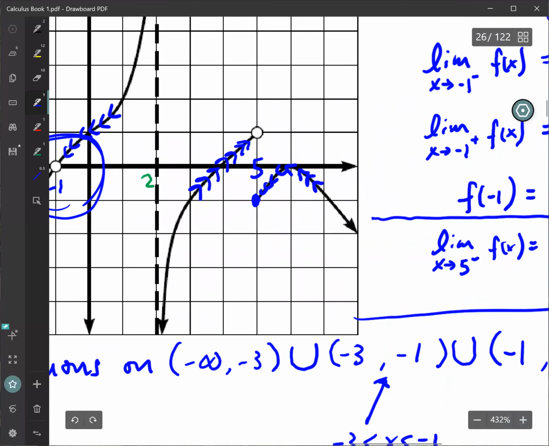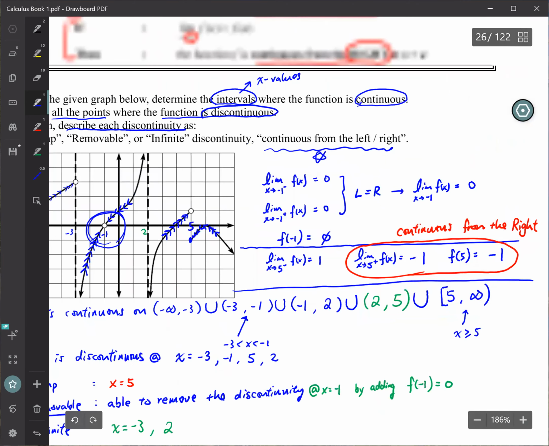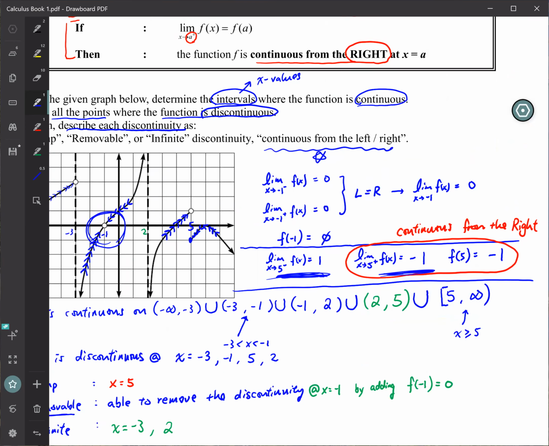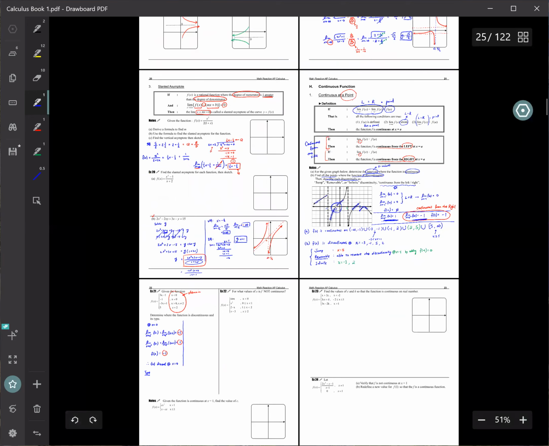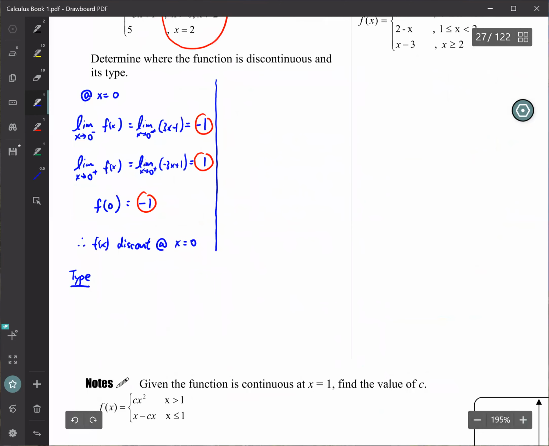And if you have a jump, then the limits will not equal each other. For example, the one we did on the right side here: left limit is 1, right limit is -1. Limits not equal each other means one goes higher, one goes lower. Then that's called a jump. So you just check whether the left and right limits equal each other or not. We can write that down: left doesn't equal right, therefore it's a jump.